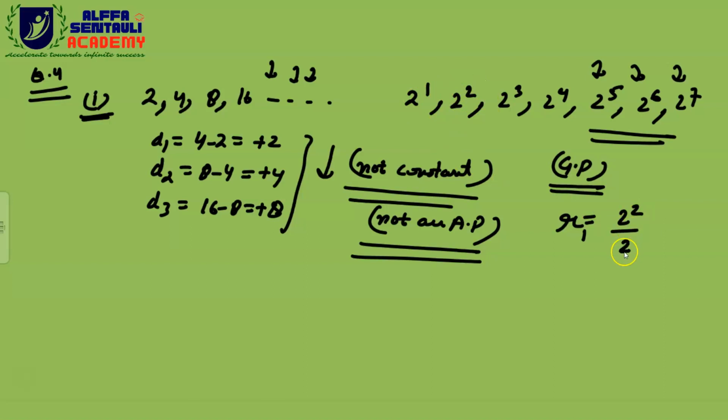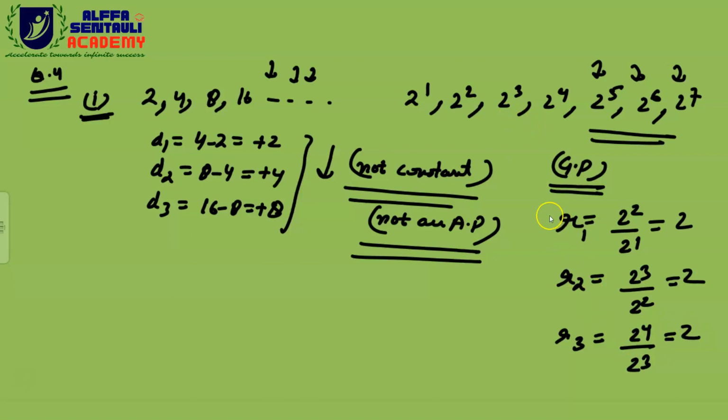2 to the power 2 divided by 2 to the power 1, then you will get 2, right? Then if you find R2, R2 is what? 2 cube divided by 2 square. This is also constant. Let's suppose you are finding R3. So what will you get, beta? Common ratio 2 to the power 4 divided by 2 to the power 3, that is 2. So you see all the common ratios, that is R, are constant, that is 2. So if R is constant, you can guess this series is in GP.